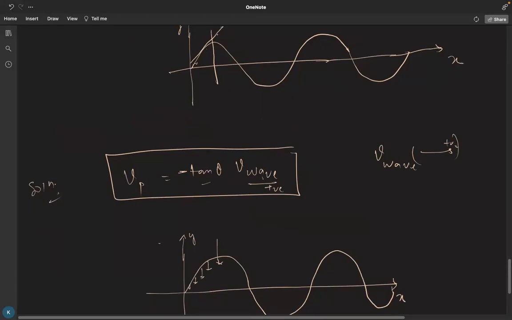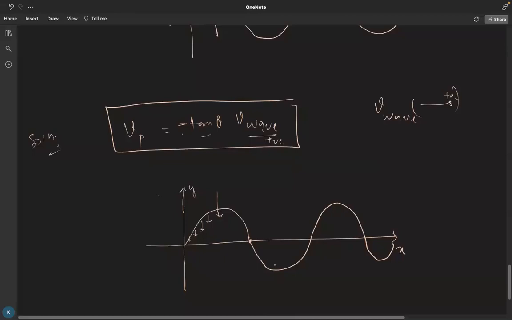Now, when I draw the slope of tangent here, the tan theta is negative, but the velocity of wave is always positive. So negative into negative will be positive. So from this region to this region, we have a velocity of particle in the upward direction because in this region the tan theta is negative, which overall makes the velocity of particle positive. I hope it will be clear to all of you what I'm trying to say.